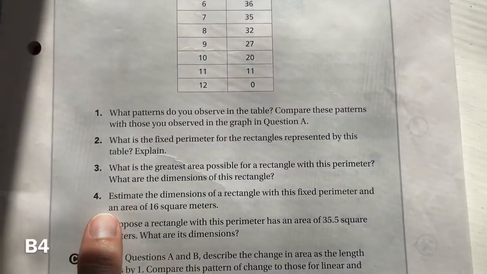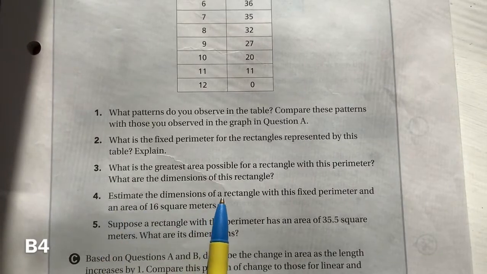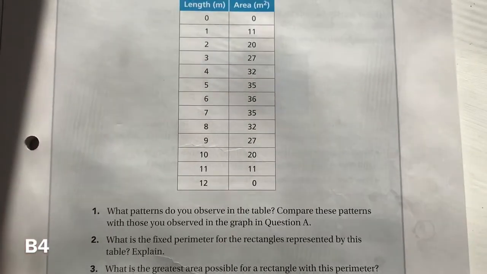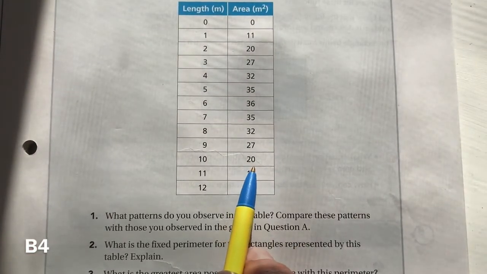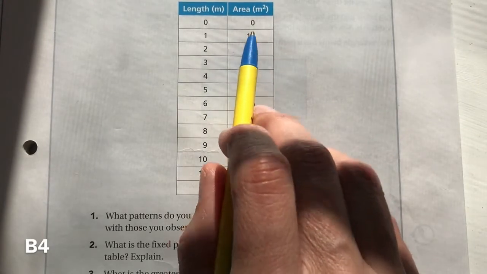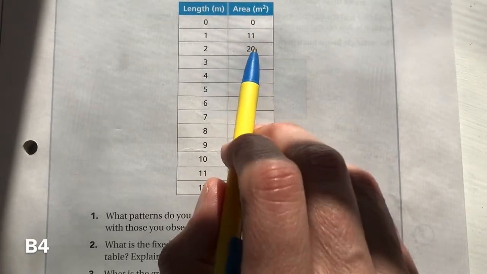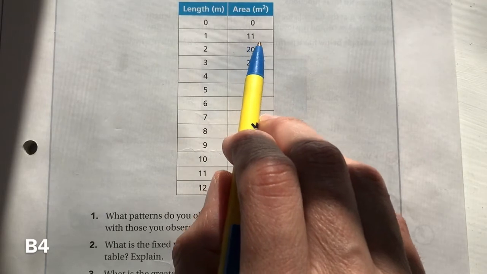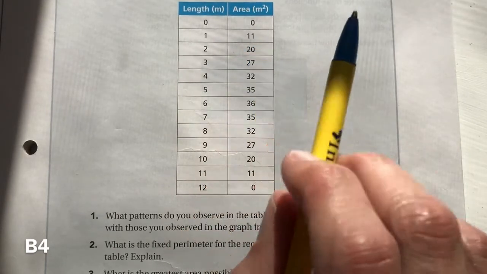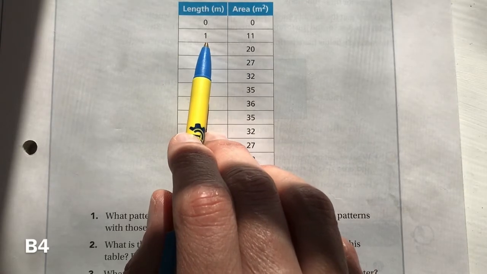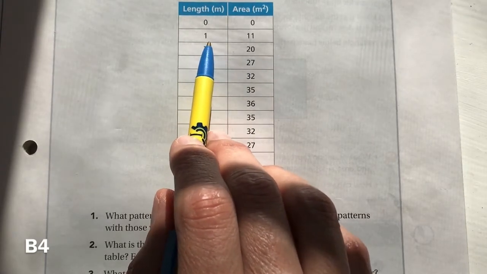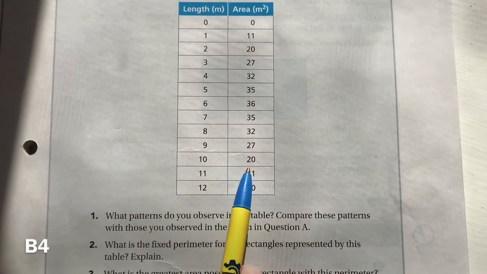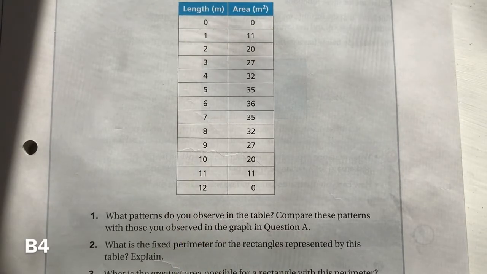All right, B4. Estimate the dimensions of a rectangle with a fixed perimeter and an area of 16 square meters. Okay, so 16 is going to be right in here somewhere, right? So 16 is going to fall between those two pieces. You can see that 16 is 4 away from the 20 and 5 away from here. So it's going to be almost in the very middle of this. So it would be reasonable to estimate that it could be 1.5. And then over here, right in the middle of these two, could be like a 10.5. That could be a good estimate there.